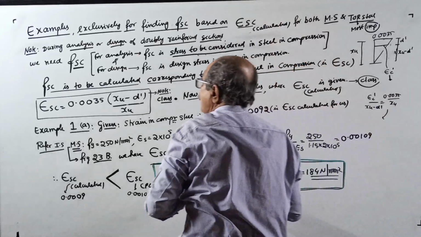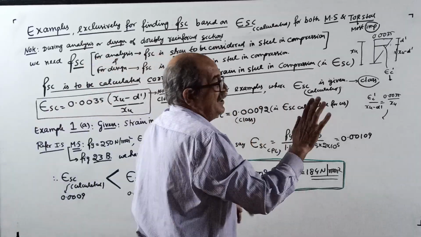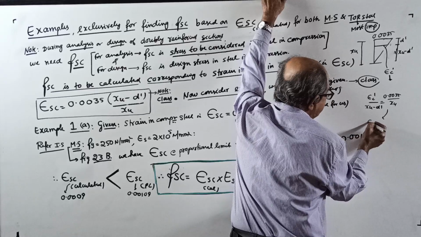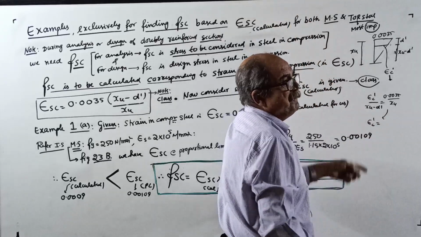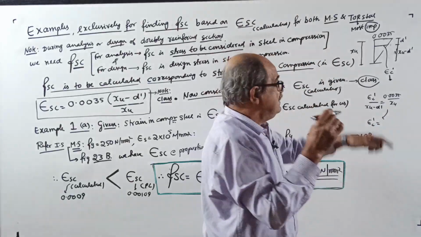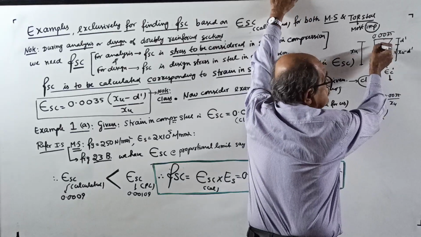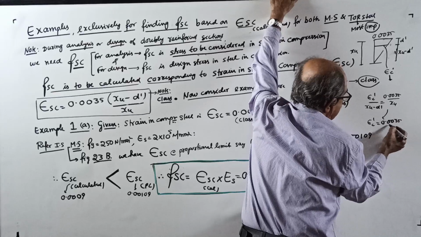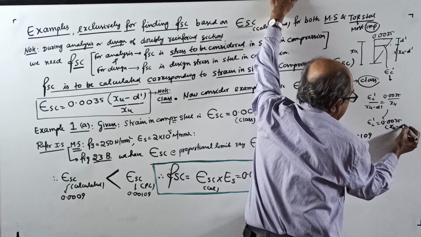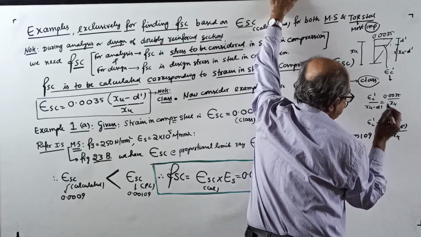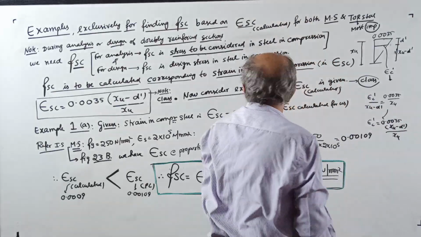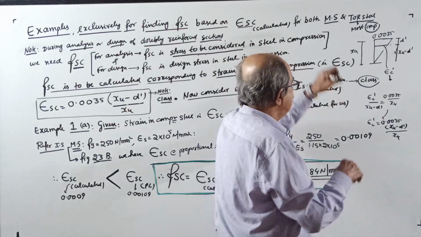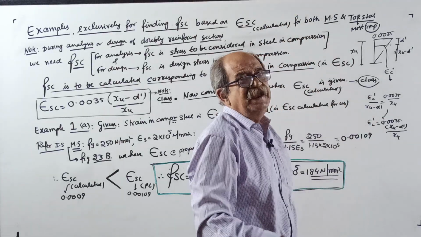From there you got epsilon C dash, compressive strain in concrete at the level of centroid of steel, equal to 0.0035 into (XU minus D dash) divided by XU. Some will say, sir, the same you wrote there. Wait. You told for steel, I will tell, wait some time. This is compressive strain in concrete.